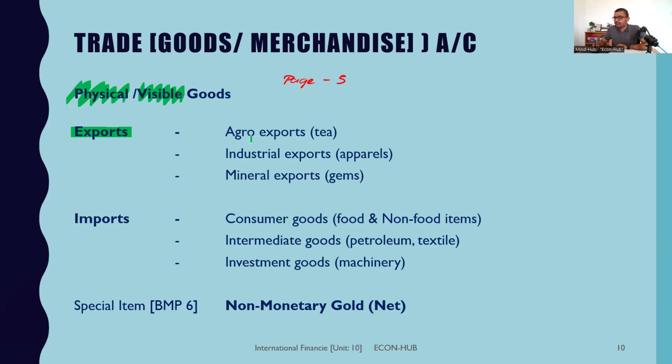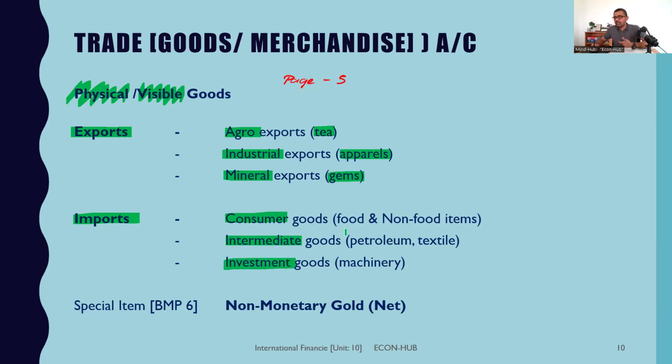So we have exports: agricultural exports, industrial exports, and mineral. For each, I have given the main item. Sri Lanka's main agro export item is tea, industrial apparels, garments, textiles, and gems for mineral. Done? Right. Imports. We are looking at consumer, intermediate, investment.